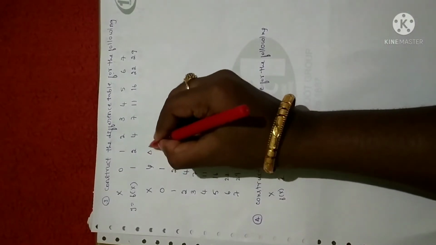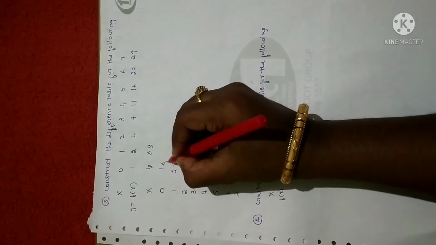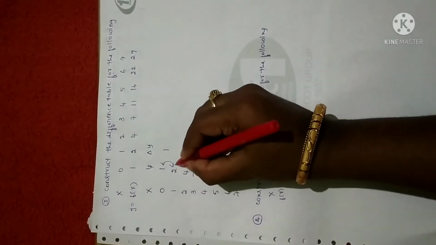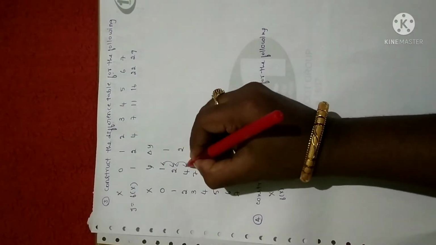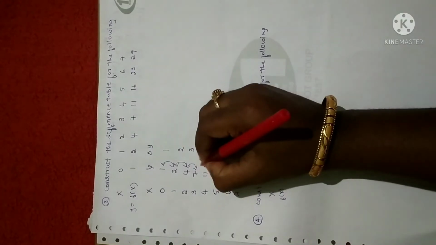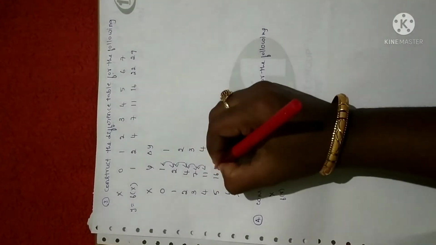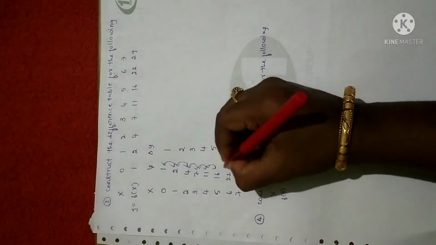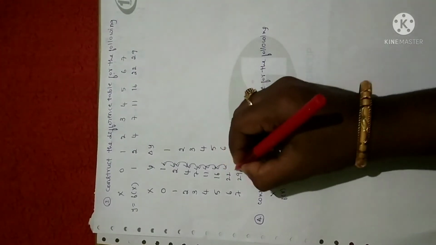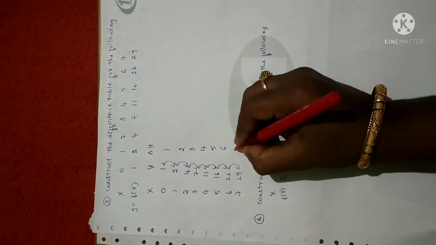Now the first forward difference is represented by delta y. 2 minus 1 is 1. Next, 4 minus 2 is 2. 7 minus 4 is 3. 11 minus 7 is 4. 16 minus 11 is 5. 22 minus 16 is 6. 29 minus 22 is 7.